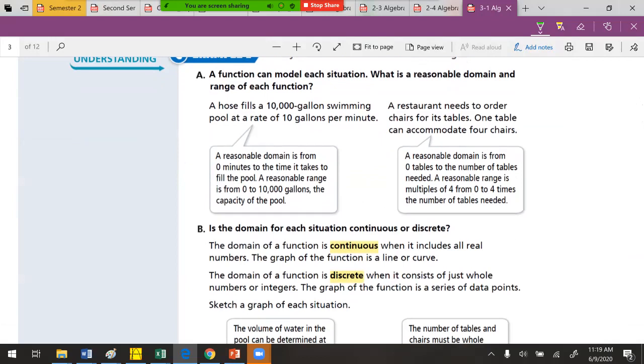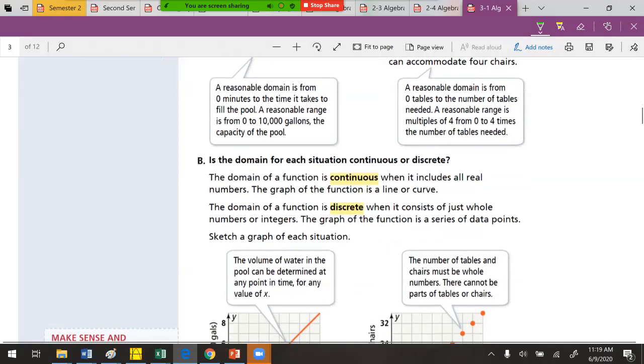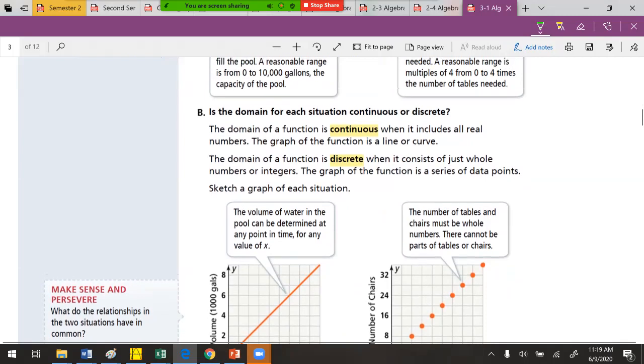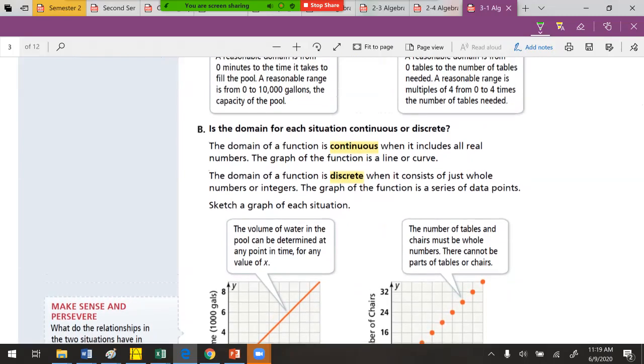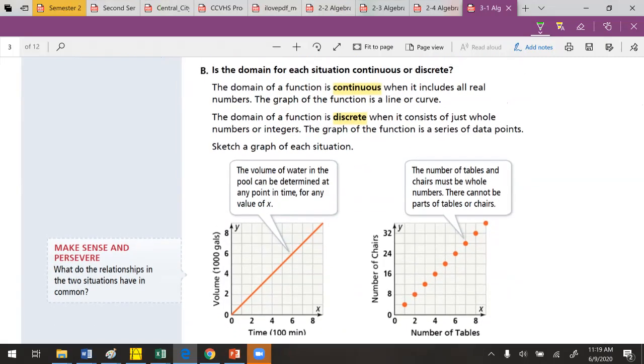For this one right here, a restaurant needs to order chairs for its tables. One table can accommodate 4 chairs. A domain could be from 0 tables to the number of tables that you need, and a reasonable range would be from 0 to 4, okay? Continuous and discrete. Continuous means you cannot count every single number, including decimals. If it's discrete, that means you can count the information on your hand, okay?